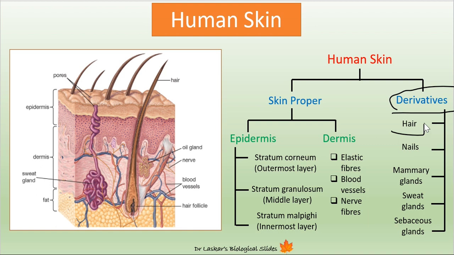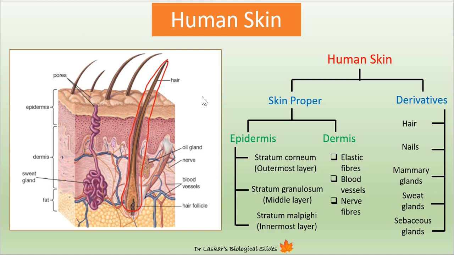Here are the nails, mammary glands, sweat glands, and sebaceous glands. Now first, let's talk about the hair. Here you can see the structure of hair.